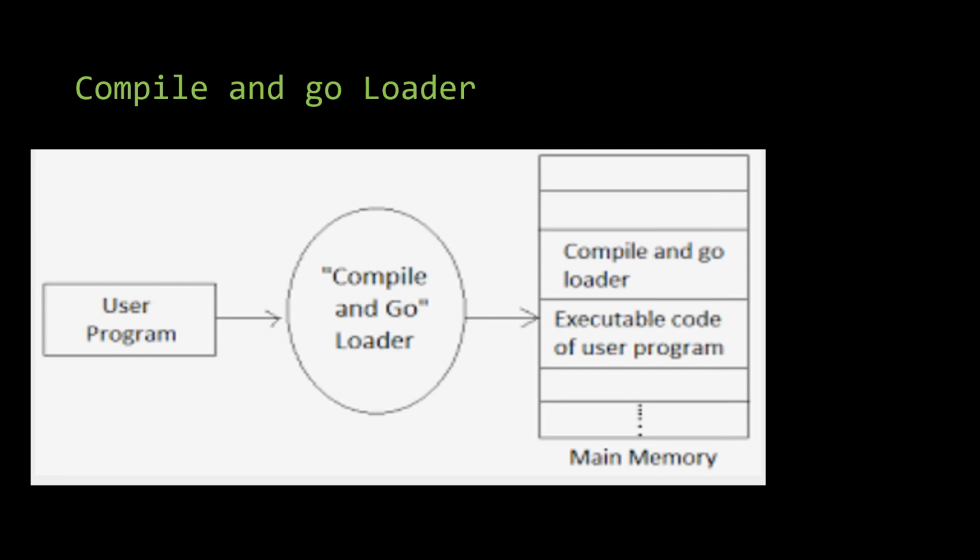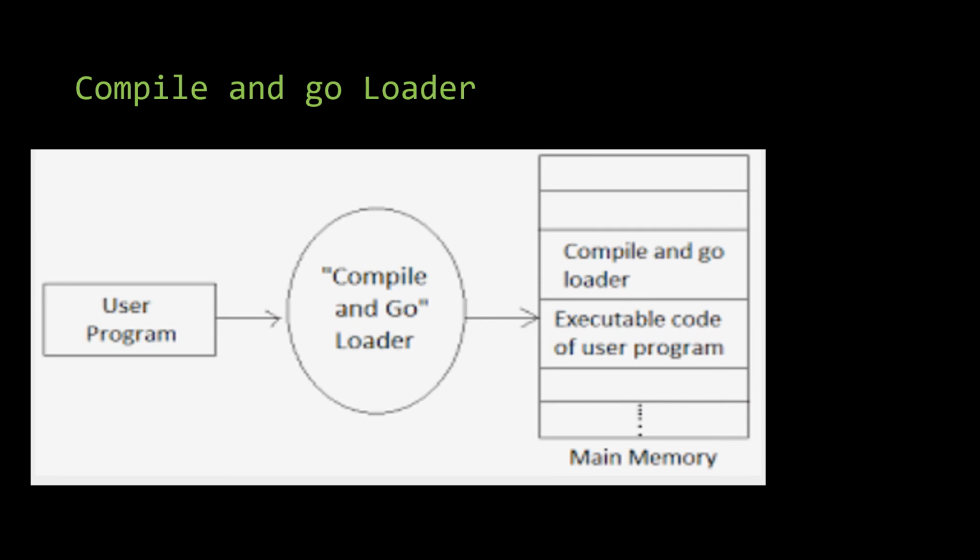Now remember, in a general scheme loader, the translator was outside the memory. Now in a compile and go loader, the translator is placed in the main memory itself. So what will happen, whenever a compile and go loader plays a role, it will simply accept the input program or source program. The translator, which is placed inside this main memory, will translate the program into an obj file and make it executable inside the main memory only.